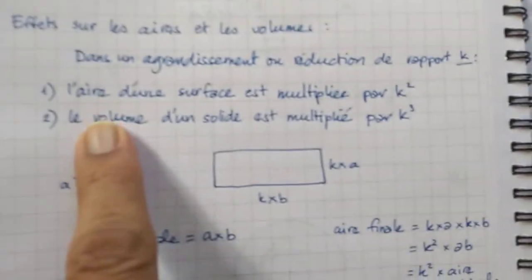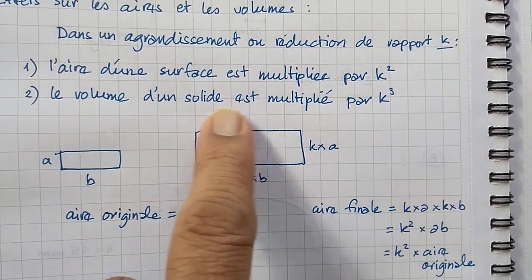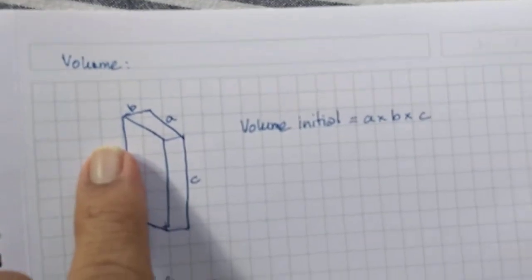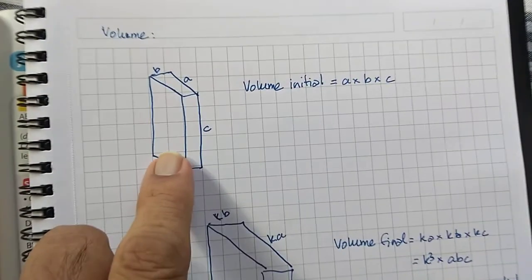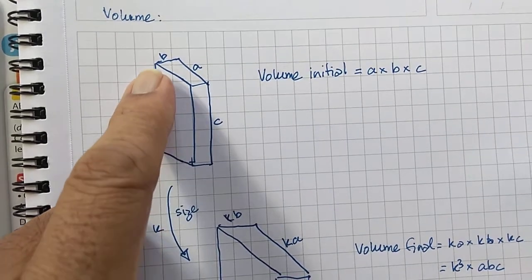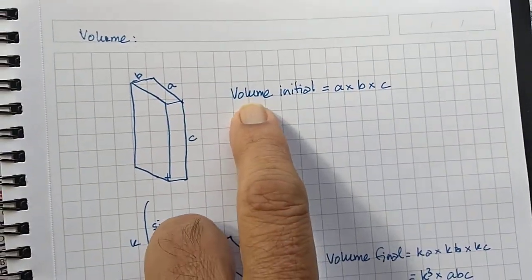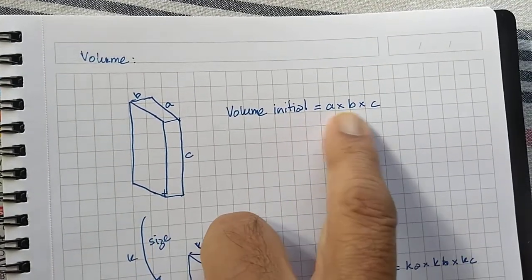Similarly, now we have done for area, let's do for volume. Le volume d'un solide est multiplié par k cube. So here we have volume. Let's take a parallelepiped. My drawing is again freehand, so it's not very good. One side is A, one side is B, one side is C. So the volume is volume initial, A fois B fois C.